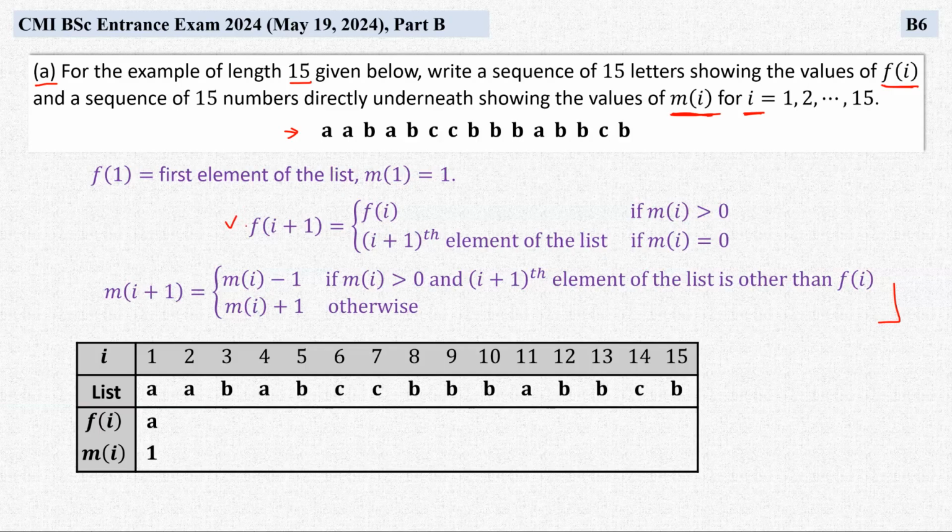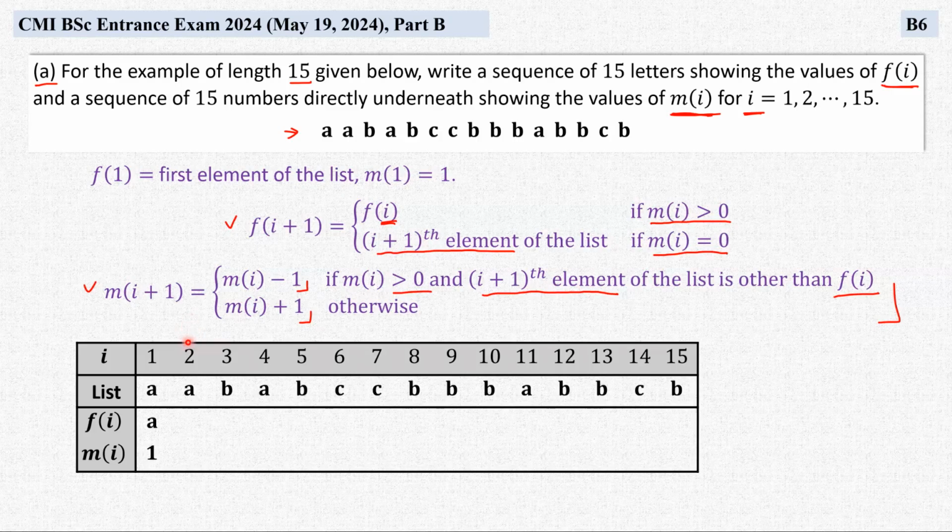The rule for function f is that whenever the value of function m is non-zero, the next value of function f is the same as the previous one and changes to a new element only if function m is 0. As for function m, we need to be aware of when this function can decrease, and that is when the current element of function f is different from the next element of the list, provided that the function is not already 0. If that's not the case, then we simply increase the value.